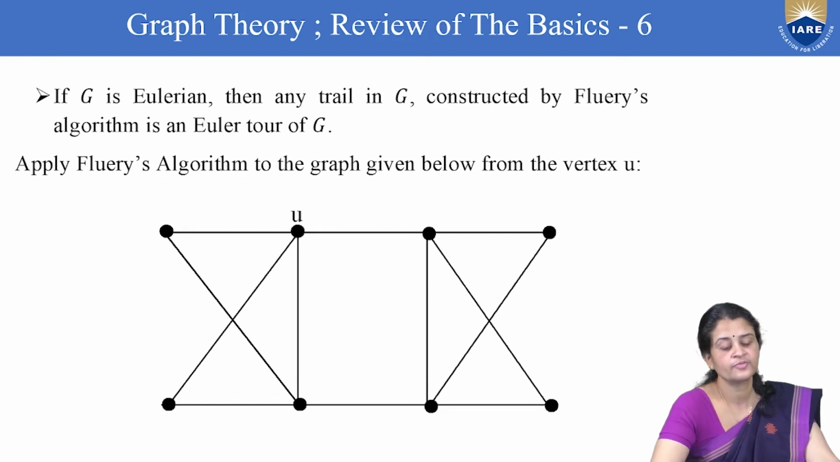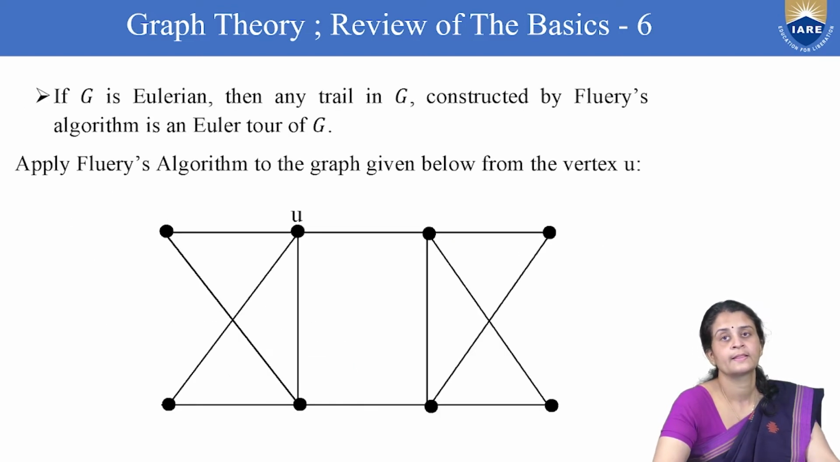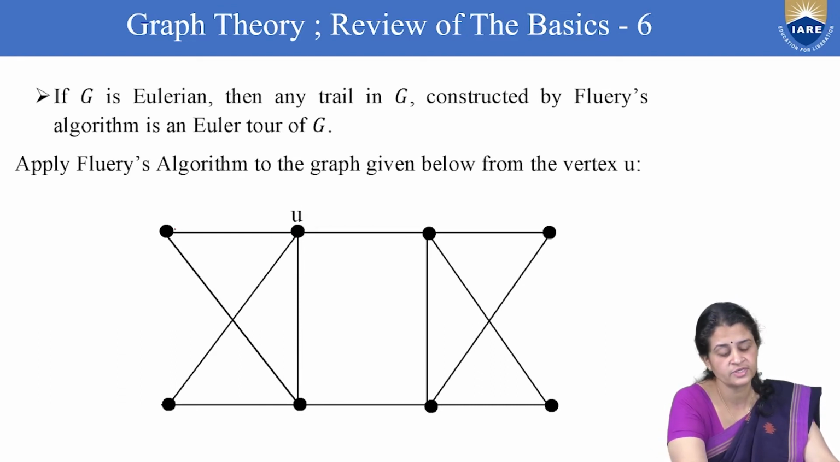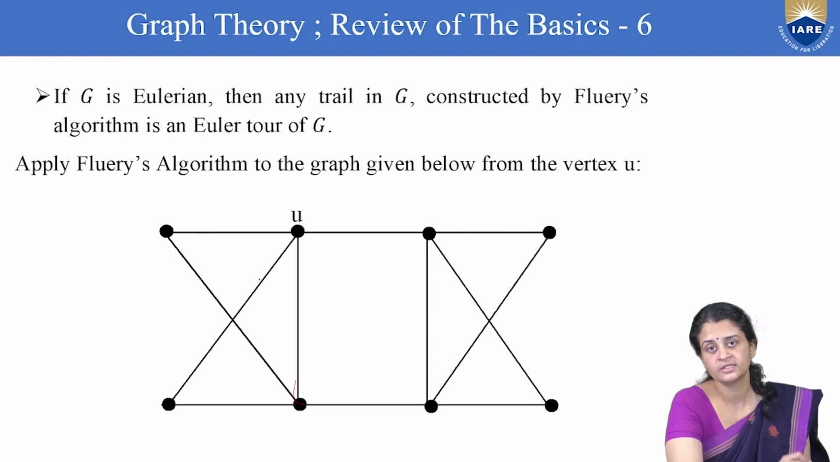If G is an Eulerian graph, every vertex is of even degree: 1, 2, 3, 4, and here also 2. So it is an Eulerian graph, and from any Eulerian graph we can find an Eulerian trail using Fleury's algorithm. Here I can start from any of these vertices, go through these edges and reach back, applying Fleury's algorithm to find the Eulerian trail.